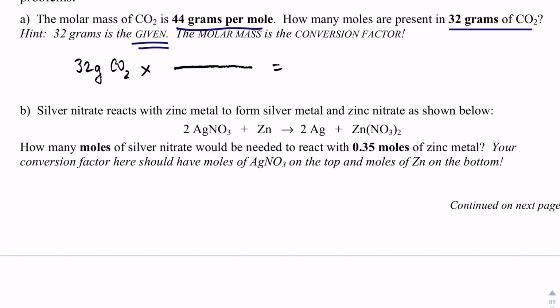So that means also that what you're looking for is on top. So the question is saying how many moles. That means moles need to go on top. And on the bottom would be our 44 grams.